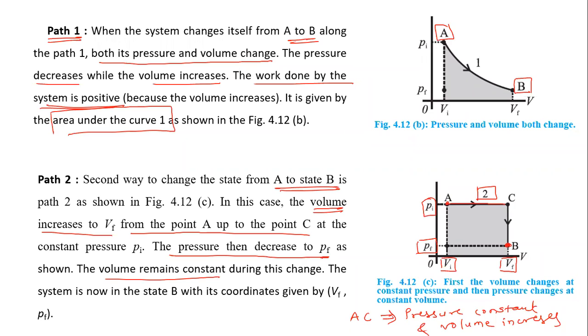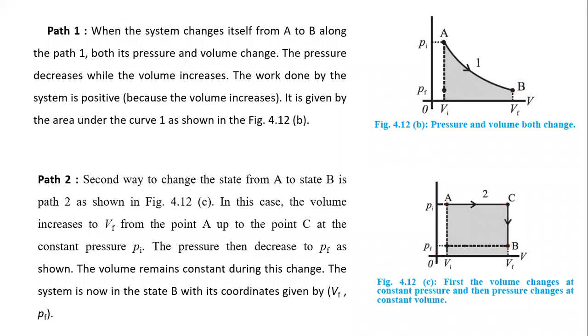You can see here the volume is constant during this change. The system is now in the state B with its coordinates Vf, Pf. The coordinates don't matter here. But here in path 2, from A to C pressure is constant but the volume increases from Vi to Vf. Now from C to B, volume is constant but pressure decreases from Pi to Pf. So this is the second case.